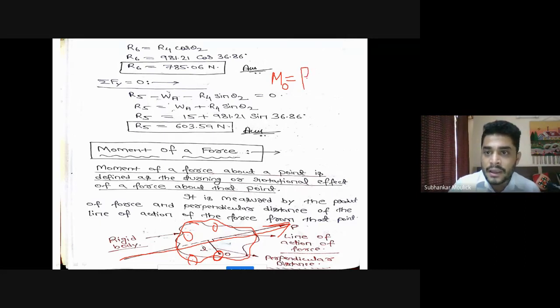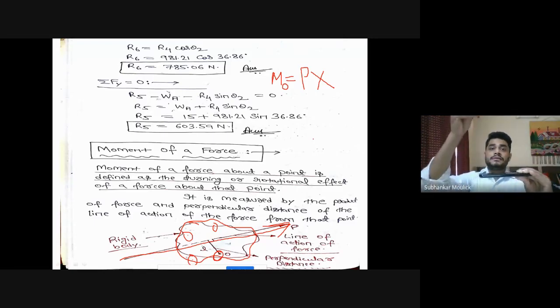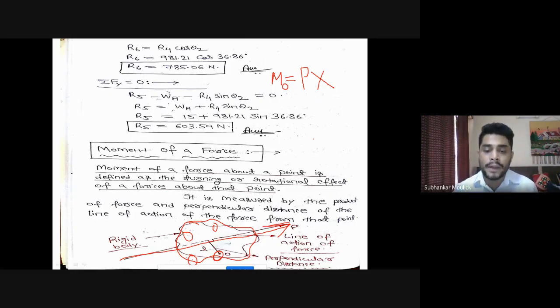So P into perpendicular distance from where to where? From the point of application of the force till that particular point from where you need to find out the value of moment. So if you see in this direction, this is the direction of the force, this is the line of action of force. I need to find out the value of moment at point O. So this will be the perpendicular distance.